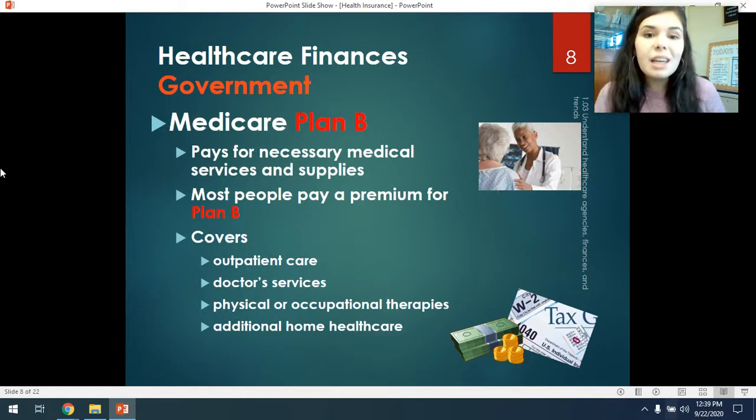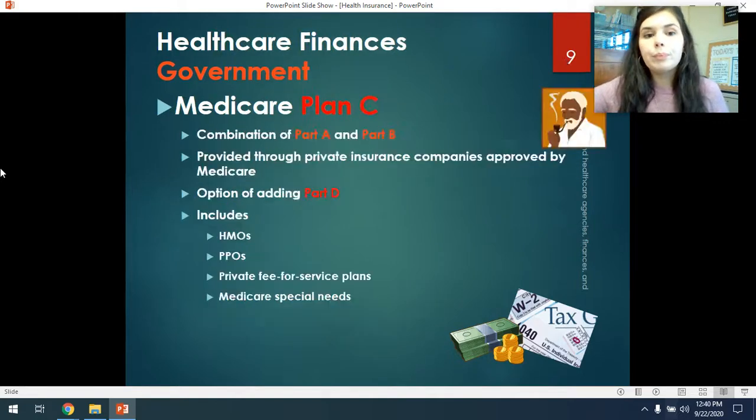Now with Medicare Plan B, this pays for the actual necessary medical services and supplies. Most people do pay an extra premium to add Plan B onto their original plan. This covers things like outpatient care, so any type of doctor's visit, vision, dental, any type of doctor service that would be considered outpatient from a medical office. If you were to need physical or occupational therapy, or any additional home health that is not already covered by Plan A. So this is an extra premium that you pay that covers some more stuff. So for some people, it's worth it to have this plan as well.